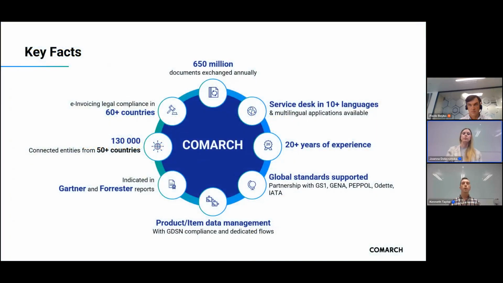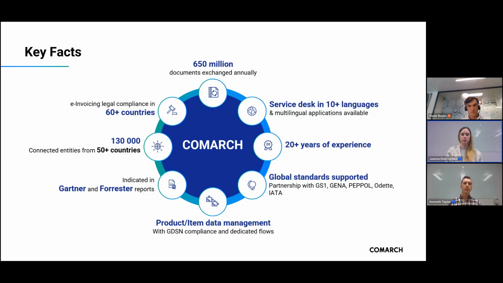So when it comes to international regulations and electronic invoicing, Comarch is no stranger to offering global support. Our solution is legally compliant in over 60 countries, and 650 million documents are exchanged every year on our platform. We have a team of legal experts monitoring the constantly evolving e-invoicing landscape, so we're able to stay ahead of new requirements and keep our clients informed on new mandates. And Comarch's holistic approach connects 130,000 different entities. This includes clients, governments, and non-governmental organizations across 50 different countries.